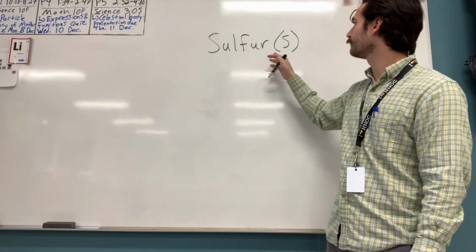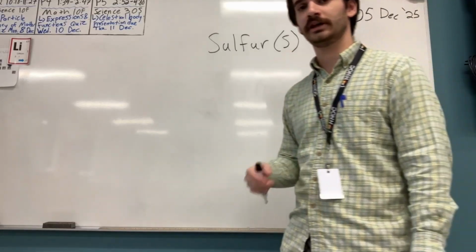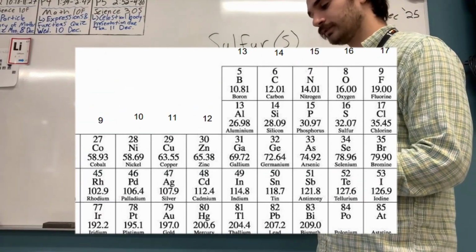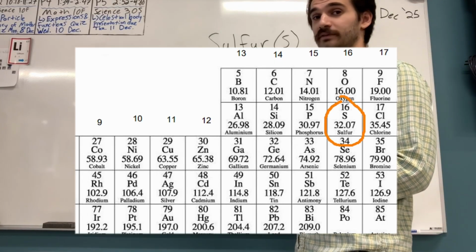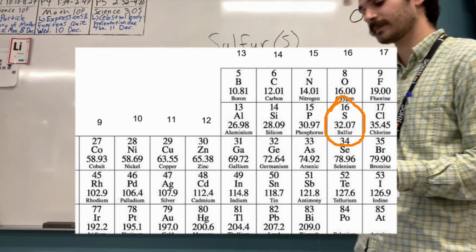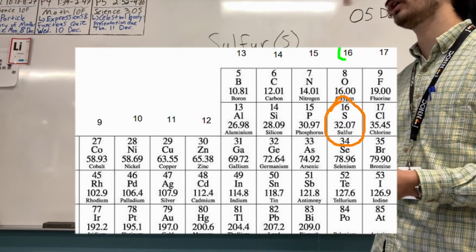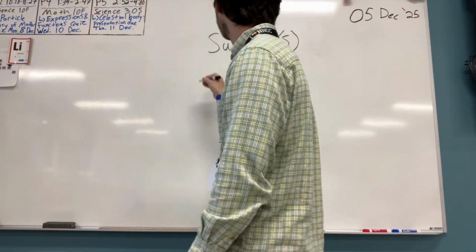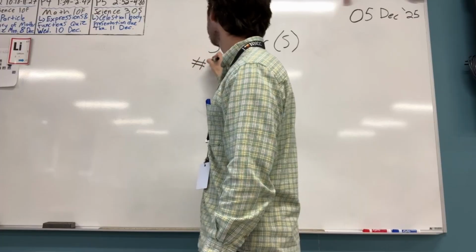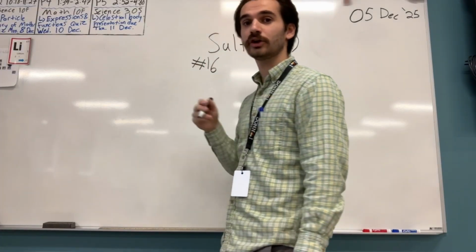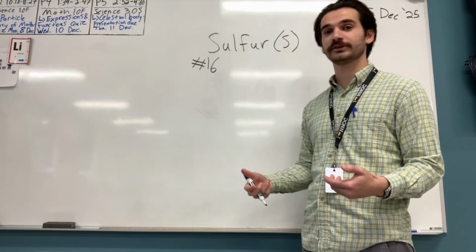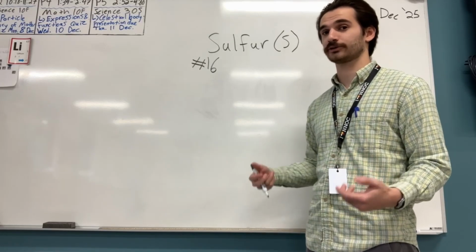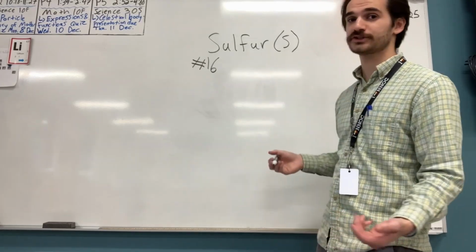So the element sulfur has the symbol S. If we look on the periodic table, sulfur has atomic number 16. Its mass is 32.07, but we don't care about that for Lewis diagrams. And it's in column 16. So number 16 and column 16. The column's going to come back in a second. To start off this Lewis diagram, we're just going to put down the letters, or the symbol. In sulfur's case, it's just a big capital S.